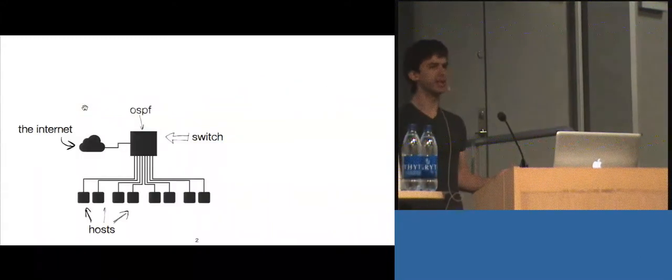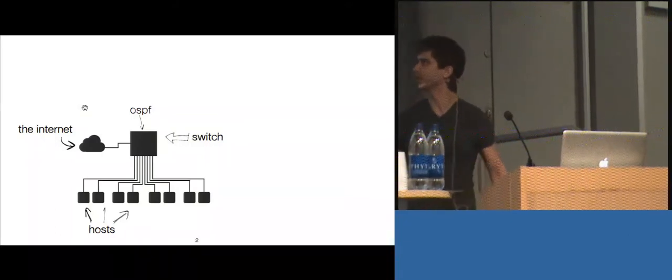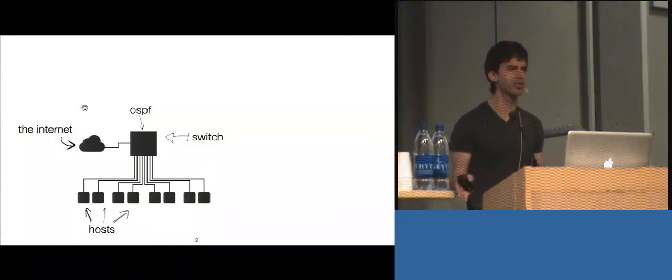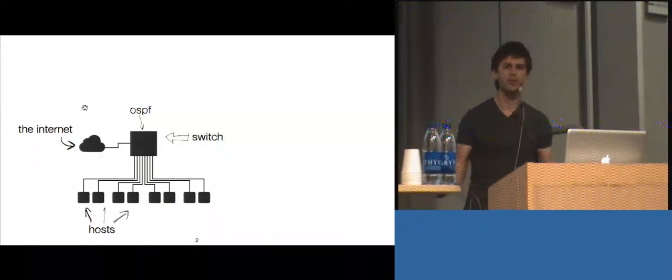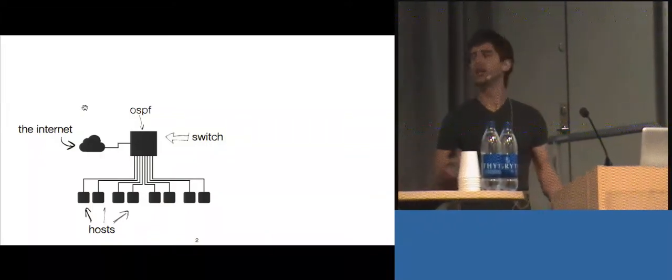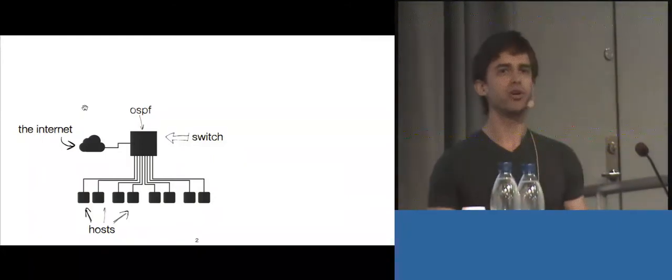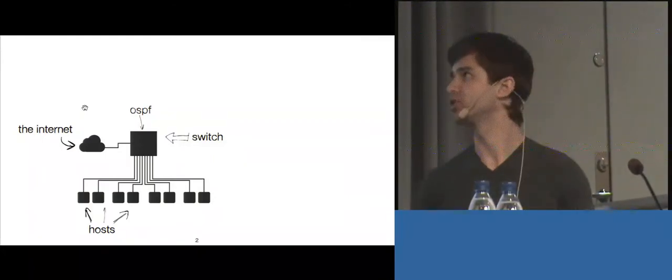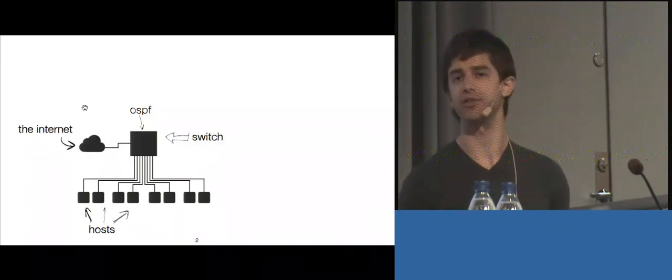So, a quick review on networking. Suppose we have a small network. Let's say this is an enterprise network with a set of hosts connected by one or more switches, maybe connected to the internet. In a traditional network, each of the switches will be running a distributed protocol for communicating global state of the network, doing things like, say, using OSPF to calculate shortest path routes.